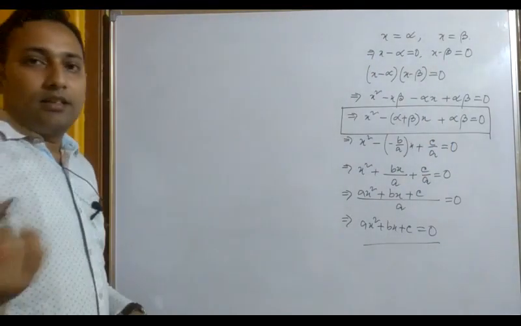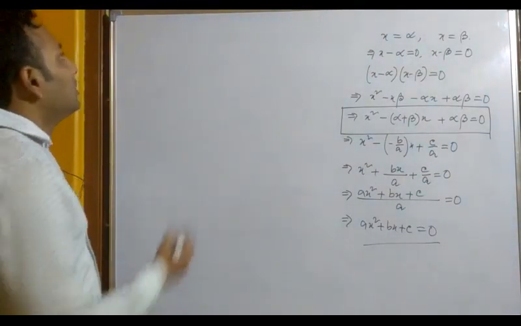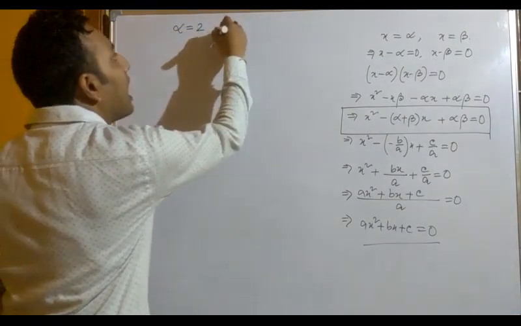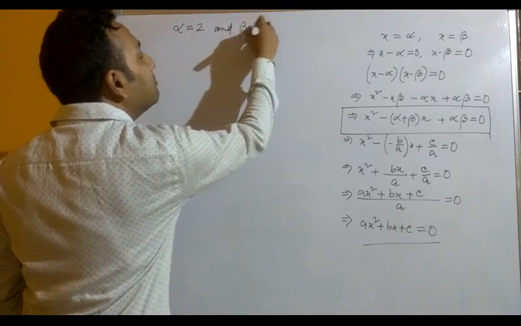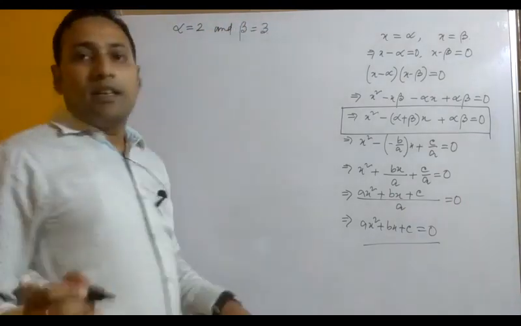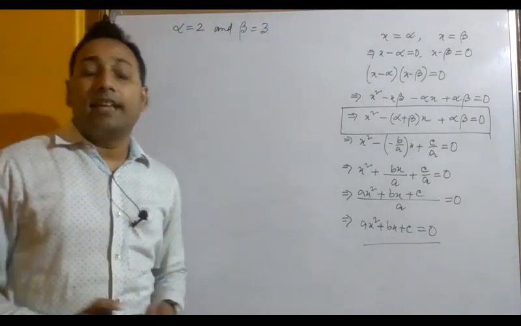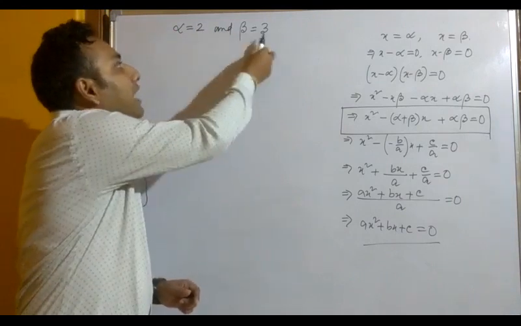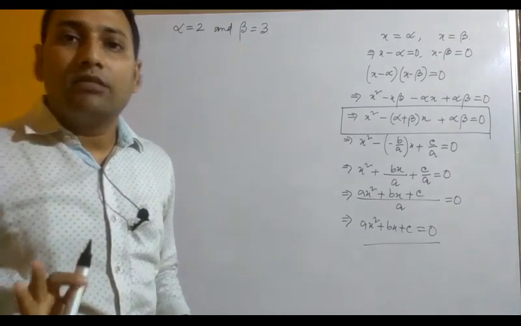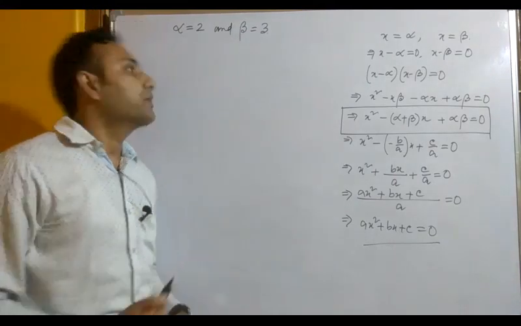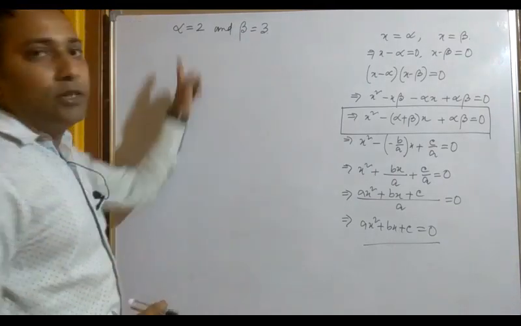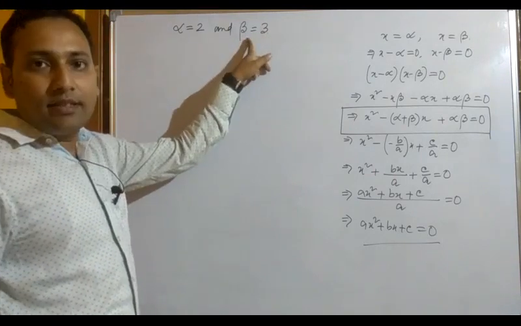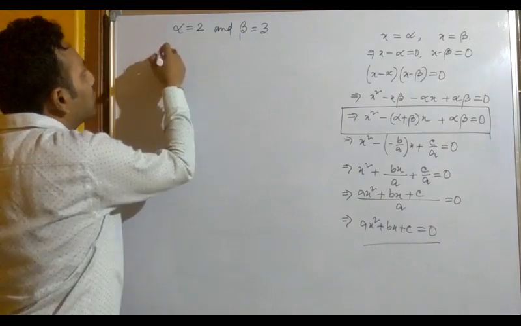See, suppose you have root alpha is equal to 2 and beta is equal to 3. Suppose you are told that the roots of a quadratic equation are 2 and 3 and you are asked to find out the quadratic equation. Now what we will do, we have considered one root as alpha and another root as beta. Then the sum of the roots we will find out.